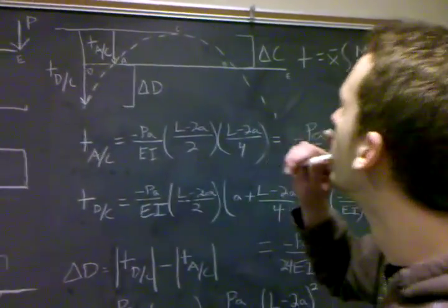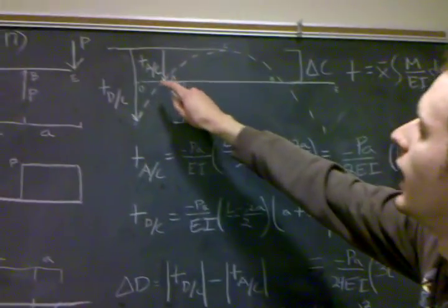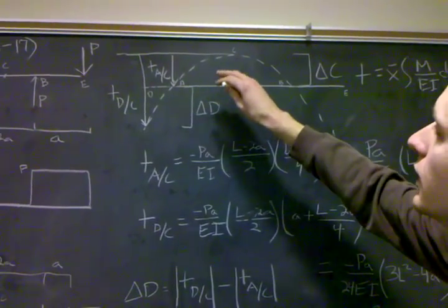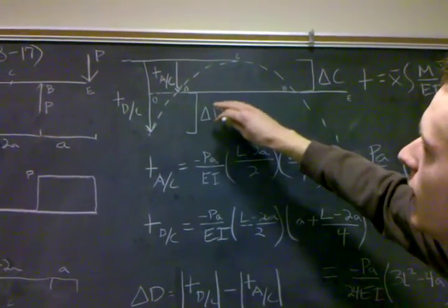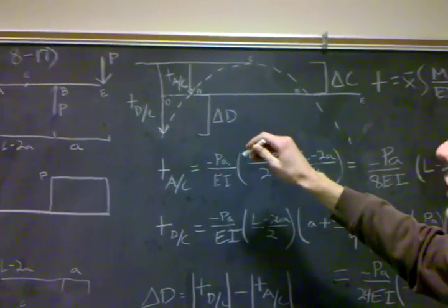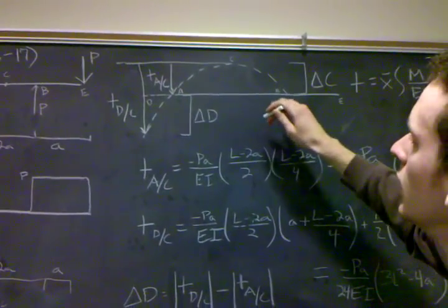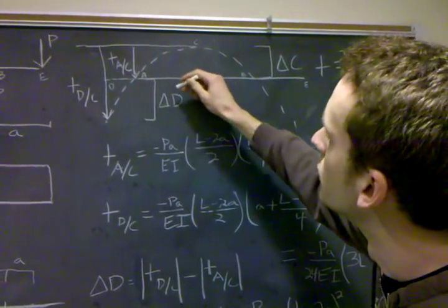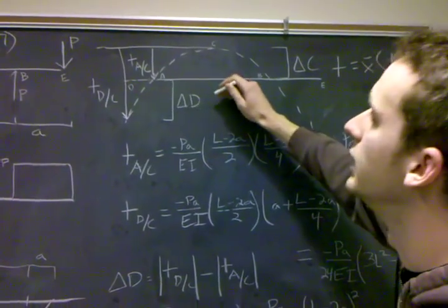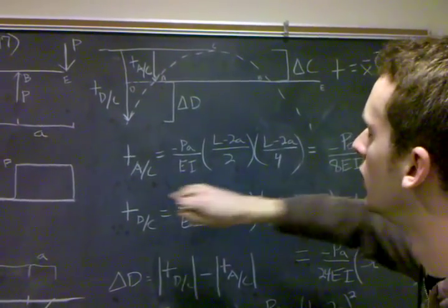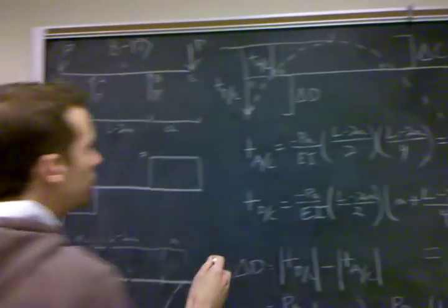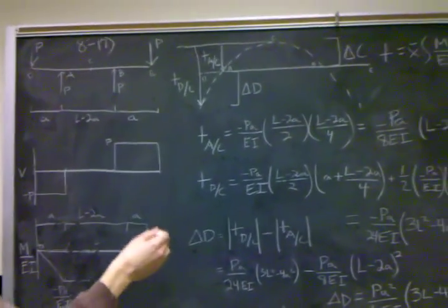Hi, I'm Richie. So TAC, just to get notation right, is the deflection of A with respect to C, and the same thing TDC, which is the deflection of D with respect to C. And then we have this other third term here, which we're just going to label delta D.